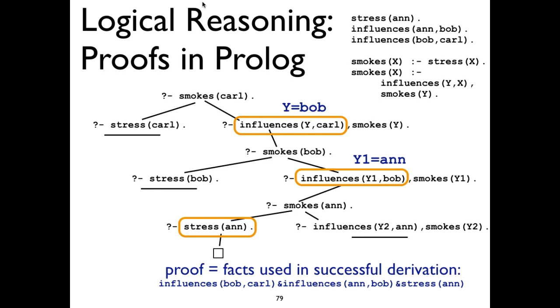So now I need to prove smokes Bob. I get again these two possibilities. Is Bob stressed? No, he's not. So I take the other possibility: is there somebody who influences Bob? Yes, Anne does. And I get the same process. But this time Anne is stressed, and I have a proof ending in the empty condition, the empty goal if you want. And so I've got a first proof, and along that proof I can gather all the facts that I've used in that proof.